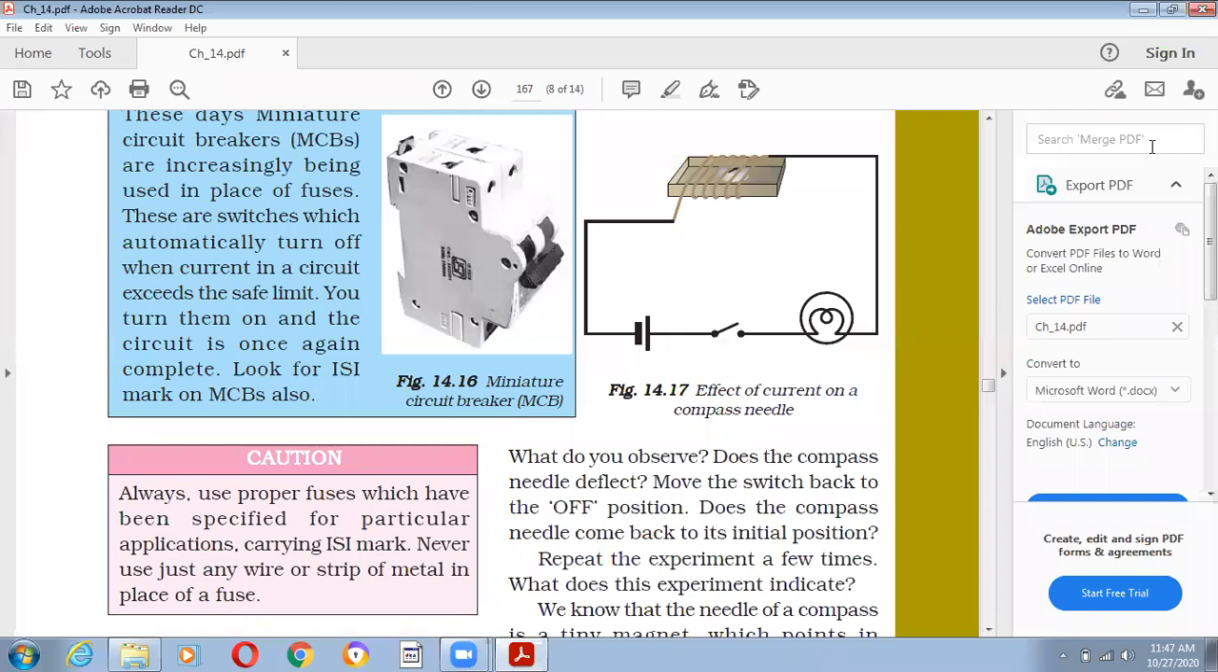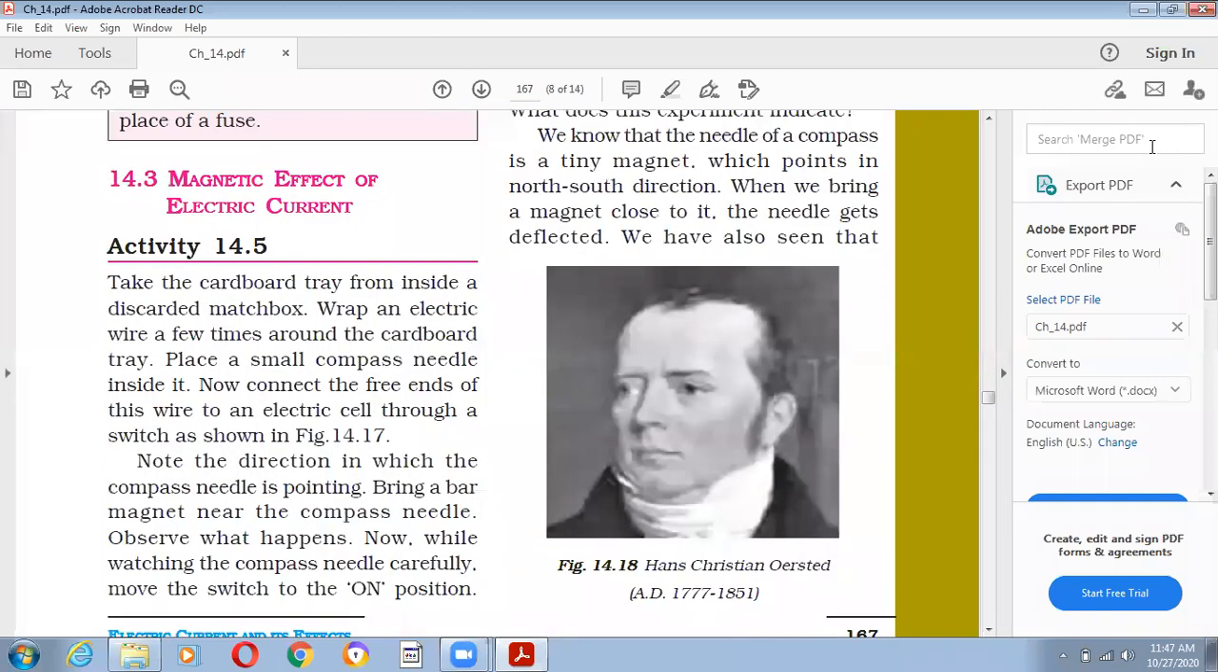Now the magnetic effect of current. From its name, it's very clear that whenever the current flows through a wire, then what happens? It behaves like a magnet. This is the magnetic effect of current. A Danish scientist, Hans Christian Ørsted, was the first person to notice the deflection of a magnetic compass needle every time the current was passed through the wire.